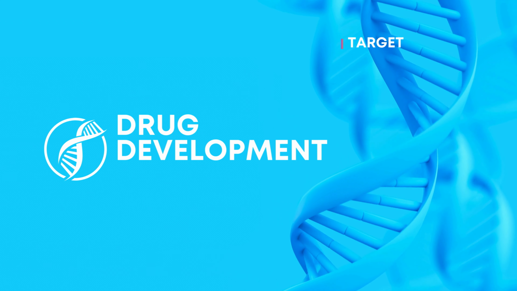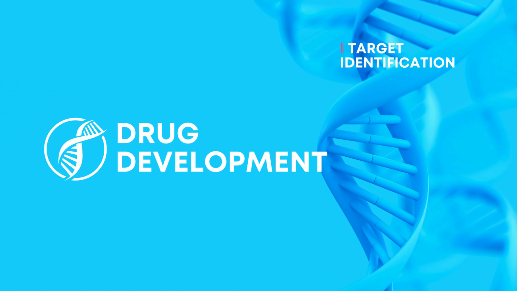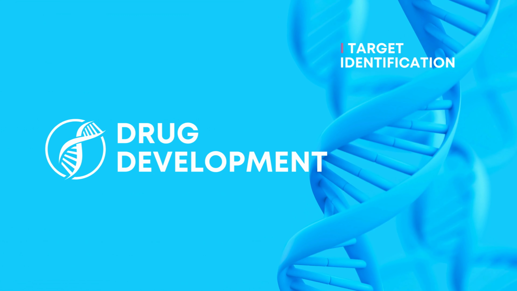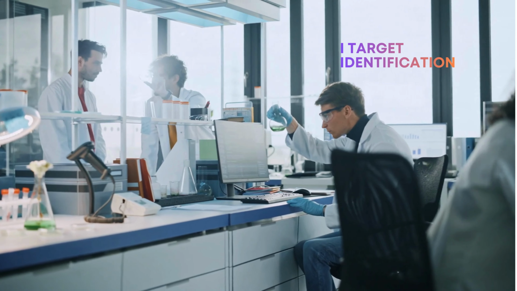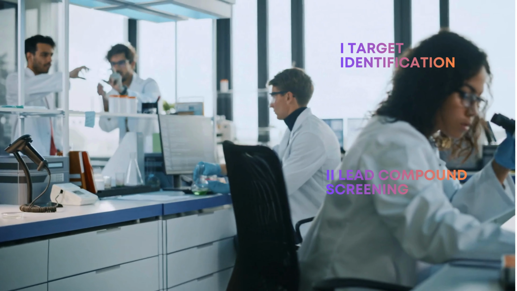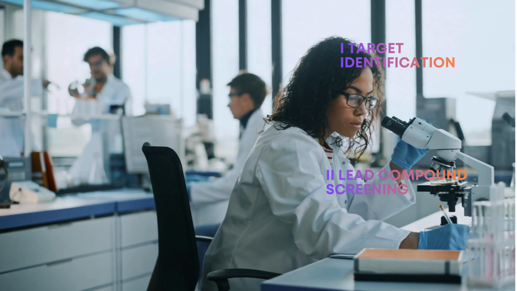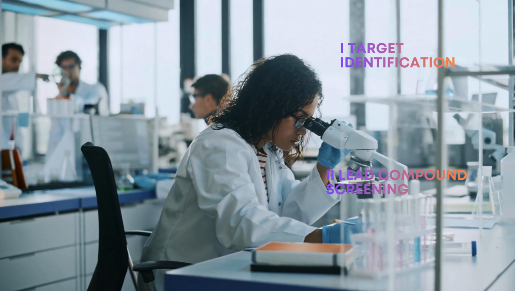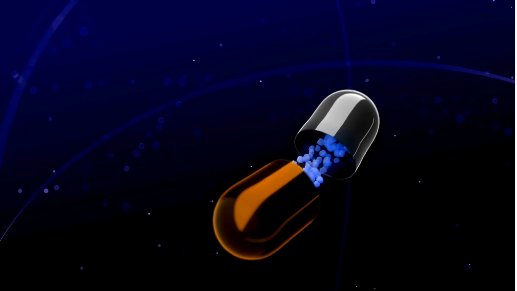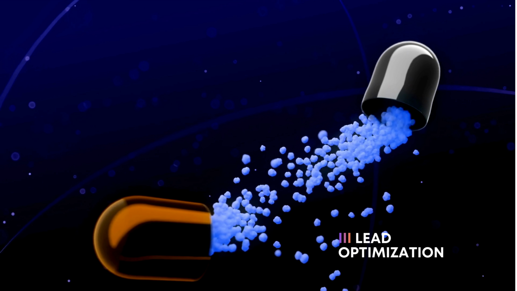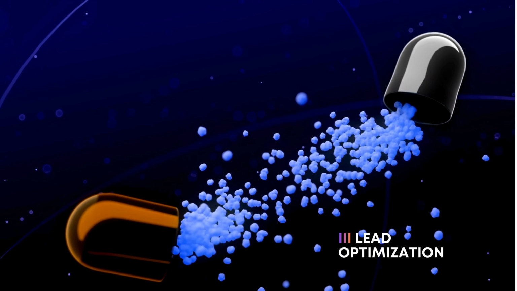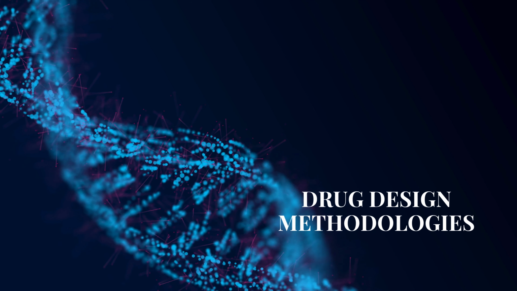Drug discovery or development starts with target identification. Scientists identify biological targets like proteins and enzymes which link to a disease. Second is lead compound screening. Thousands of molecules are screened to find potential candidates that interact with the target. Third one is lead optimization. Promising compounds are chemically modified to improve efficacy, reduce toxicity, and enhance absorption. All the above-mentioned steps are now handled with drug design methodologies.